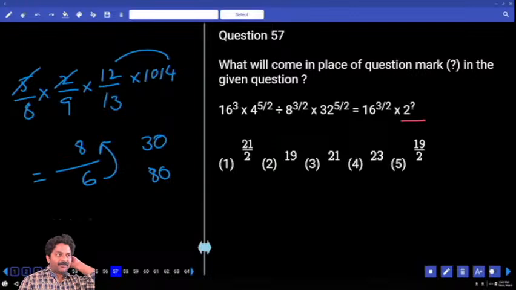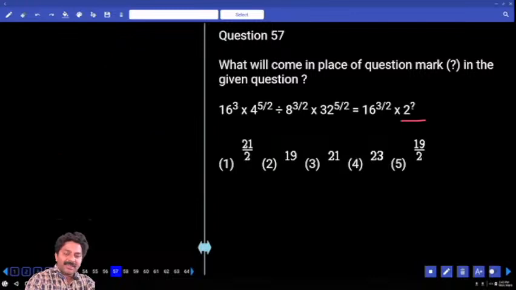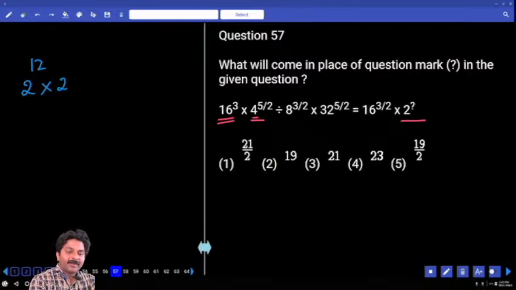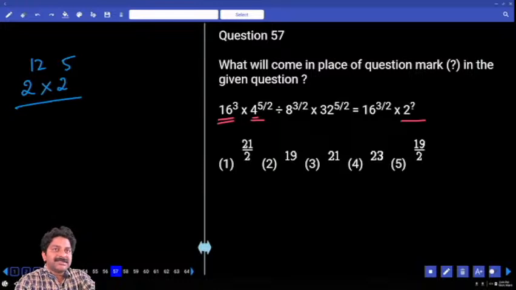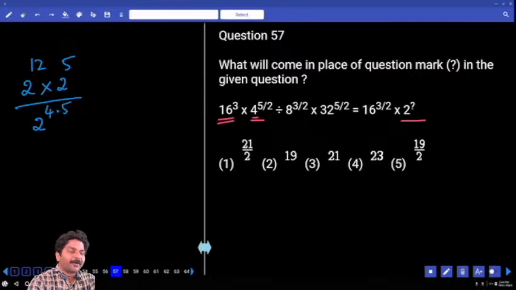2 power something. When you look at every other base value, which is a 2 power number only, 16 or 8 or 32, whatever it is, every base value can be converted to 2 power something. 16 can be written as 2 power 4 to the power of 3, that is 2 power 12. 4 can be written as 2 square to the power of 5 by 2. 2 gets cancelled, 2 power 5. 8 can be written as 2 cube to the power of 3 by 2, that is 2 power 9 by 2, we can write it as 4.5. 32 can be written as 2 power 5 to the power of 5 by 2, which is 25 by 2, which is 12.5.